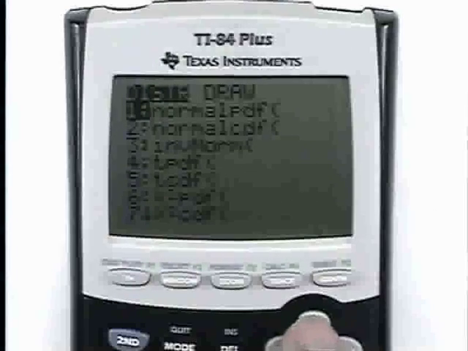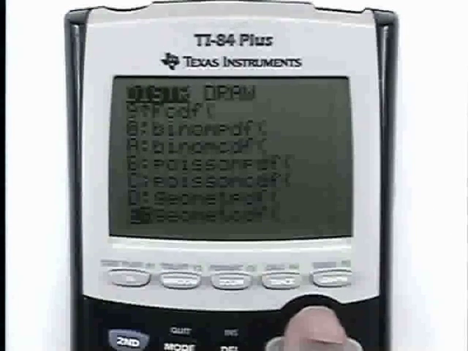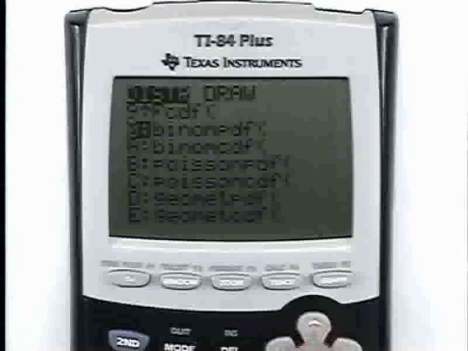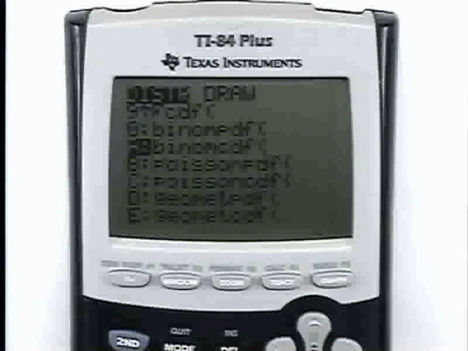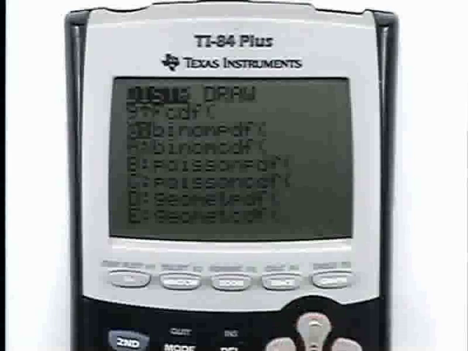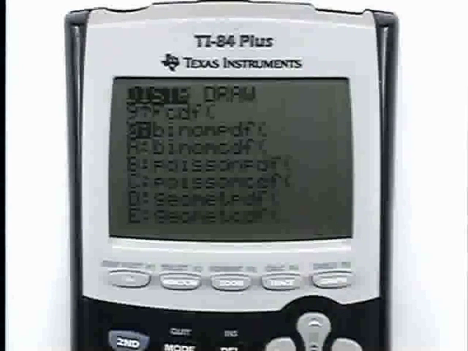So if I hit my up arrow key, it'll take me to the bottom of the list. And if I look at option 0 and option A, those are the two for the binomial. Option 0 is binomial PDF. So if you remember it next time, you go to second distribution, just hit the 0 key. It's going to bring up binomial PDF.